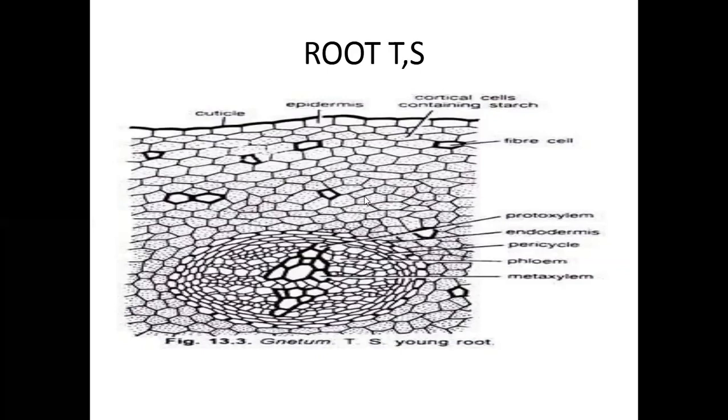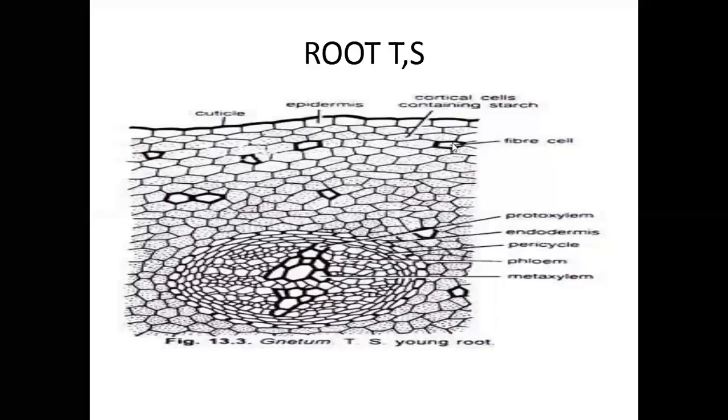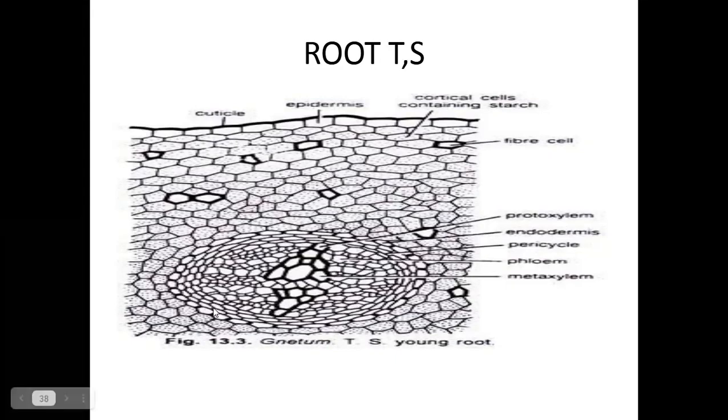In this normal parenchymatous cortex, dead cells are present. They are called fiber cells. The fiber cells mainly help in mechanical support to the root system. At the center region of the root of Gnetum, a siphon-like structure is present. The siphon-like structure is called stele.